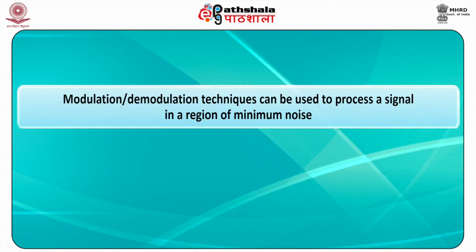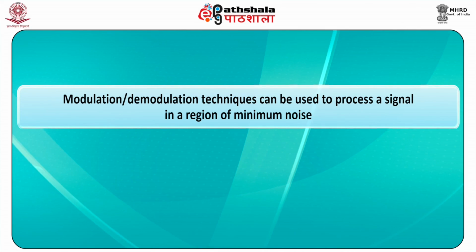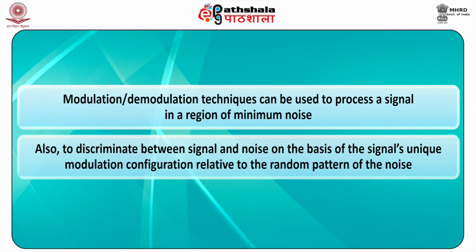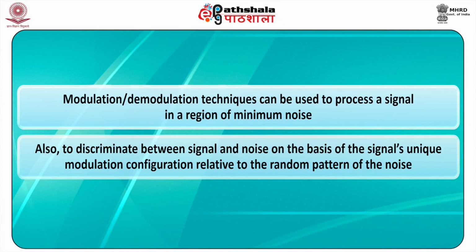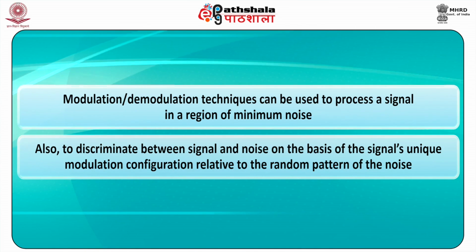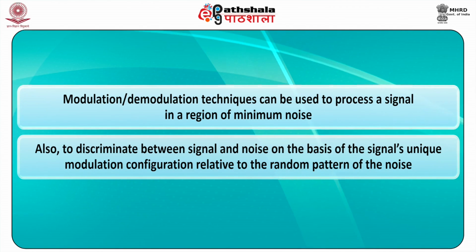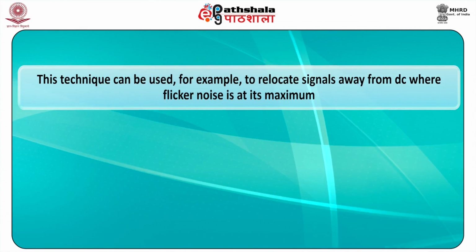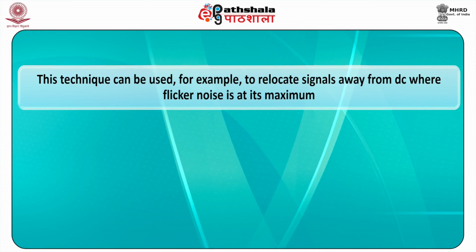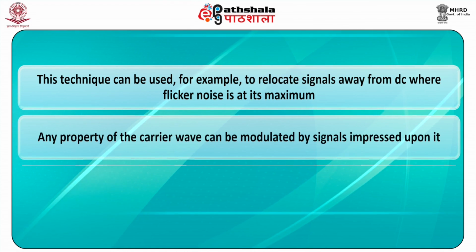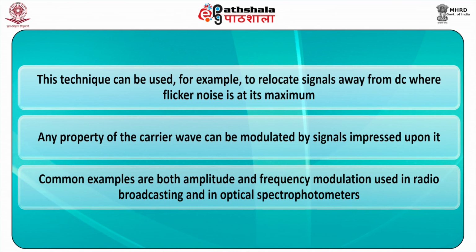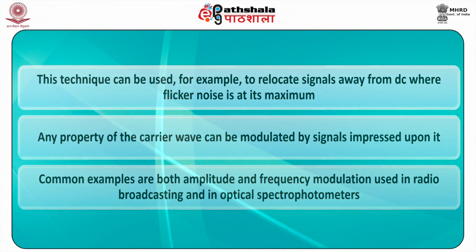Modulation or demodulation techniques can be used to process a signal in a region of minimum noise and also to discriminate between signal and noise on the basis of the signal's unique modulation configuration relative to the random pattern of the noise. This technique can be used, for example, to relocate signals away from DC, where flicker noise is at its maximum, by signals impressed upon it. Common examples are both amplitude and frequency modulation used in radio broadcasting and in optical spectrophotometers.